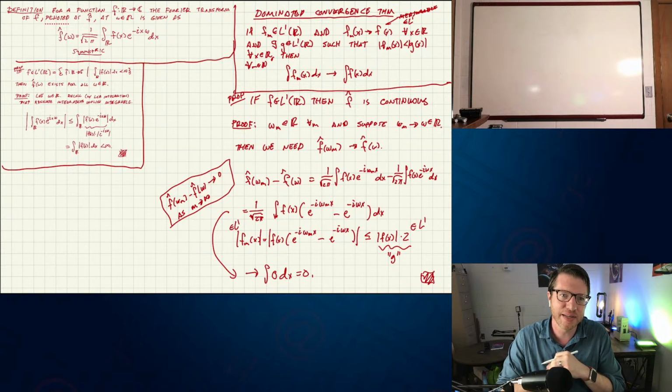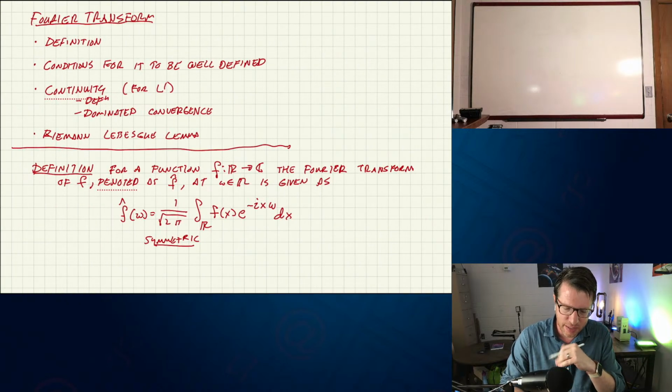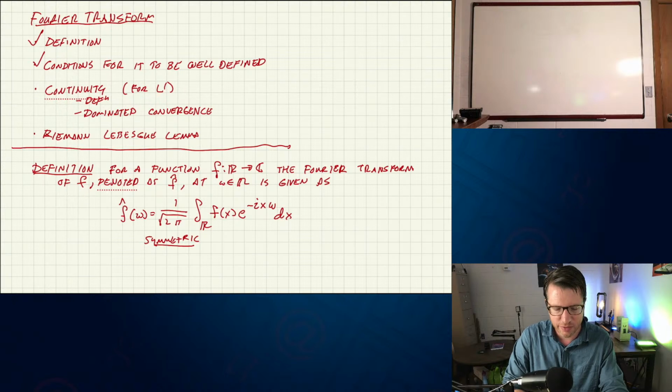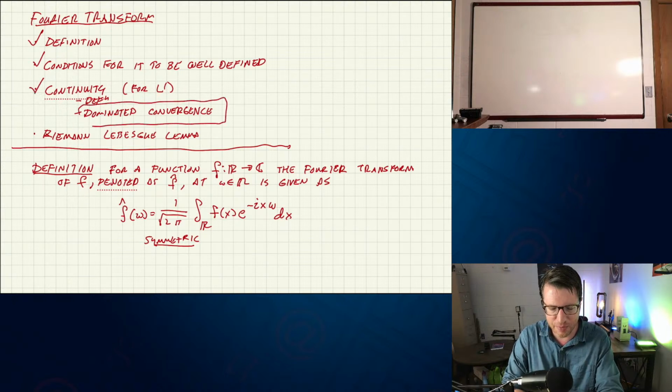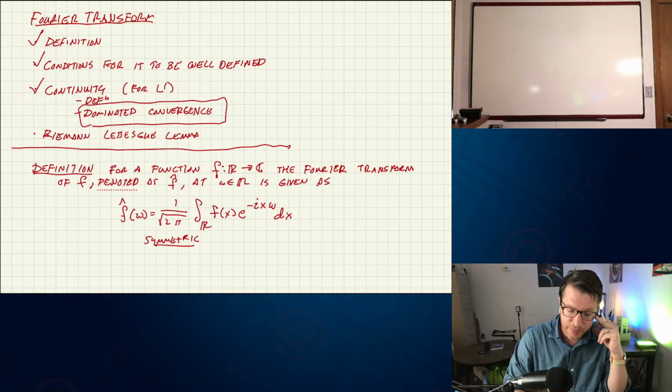And yeah, okay, so I was saying before that we wanted to talk about the definition. We got that. Conditions for it to be well defined, that's good. Continuity for L1, we just did that, and what we needed for that was the dominated convergence theorem. So what's left, I guess, is the Riemann-Lebesgue lemma.